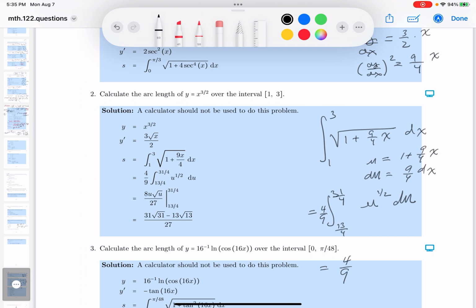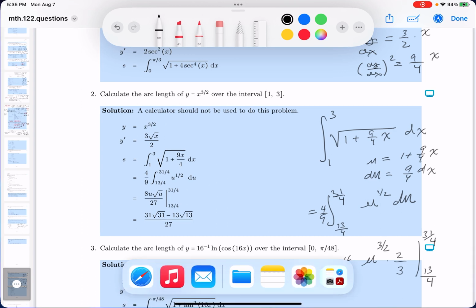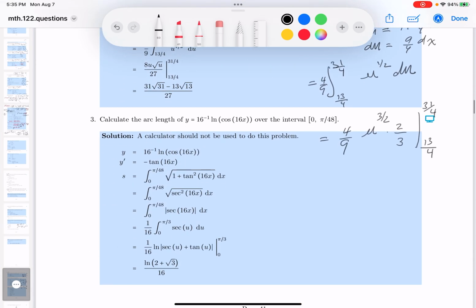All right, what do you get there? It would be u, increase the exponent by 1, so that's 3 over 2. Divide by 3 over 2, or multiply by 2/3. Limits of integration here are going to be 13/4 and 31/4. All right, I'm going to write this down. As I do that, though, I'm going to do a little bit of work over here. 2 times 4 is 8, and you get 27. I'm also going to point out that u to the 3/2 is really u root u.